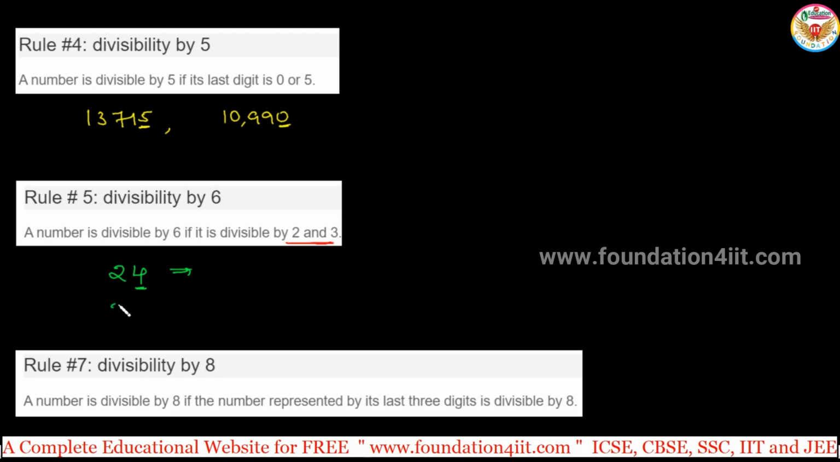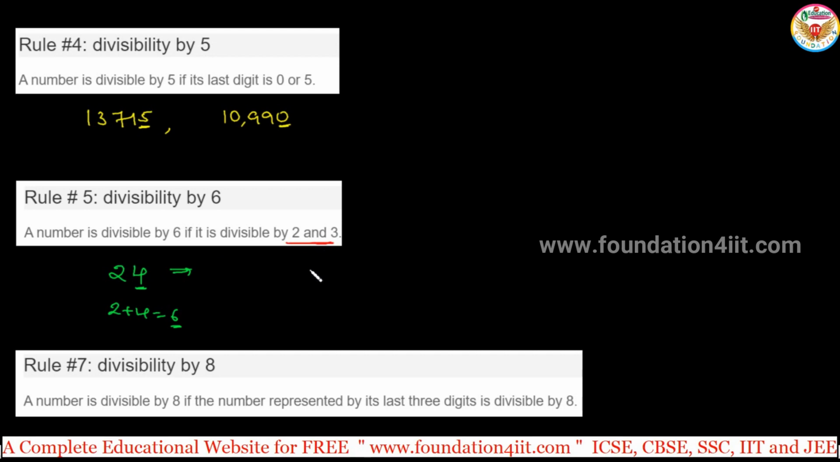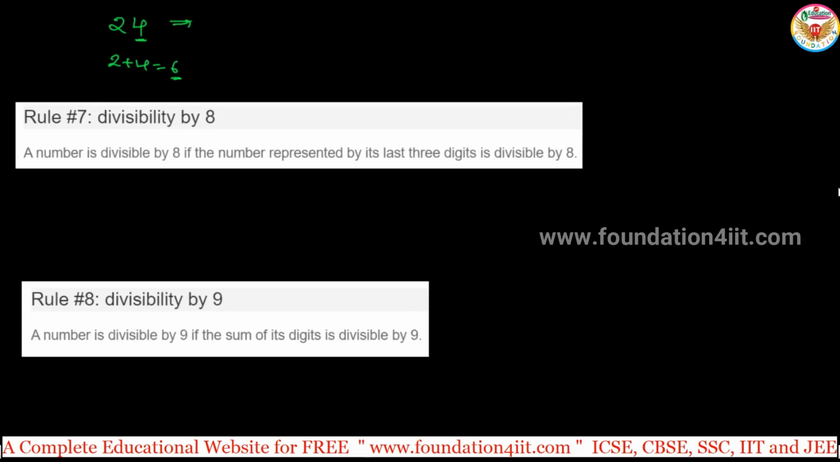And according to the rule for 3, 2 plus 4 is equal to 6, and 6 is divisible by 3. So 24 is divisible by 2 and 3, so 24 is divisible by 6 also. Both should hold in this case, right? If one is not satisfied, you can't take it. It is compulsory that it be divisible by 2 and 3, then that number is divisible by 6.